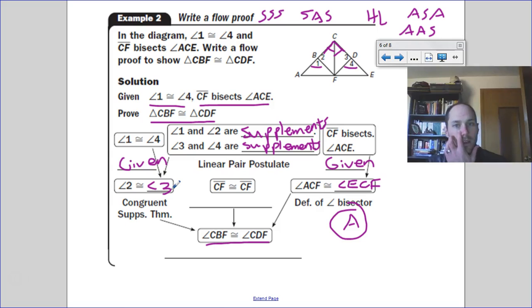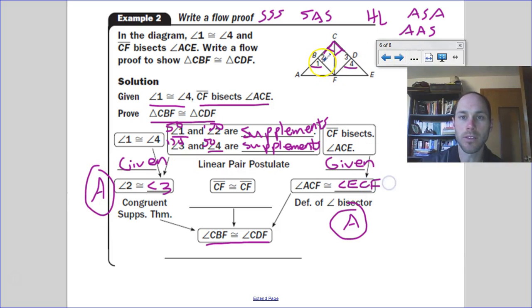Okay, so angle 2 is congruent to angle 3 because 1 and 4 are both the same. If 1 and 4 are both the same, let's say they're both 50 degrees, just for an example. Well, if these are supplementary, then if this is 50, this would have to be 130. And if this were 50, this would have to be 130. So 2 and 3 would have to be the same because they're both supplementary to the same measure. Okay, so we've proven another angle in our triangle.